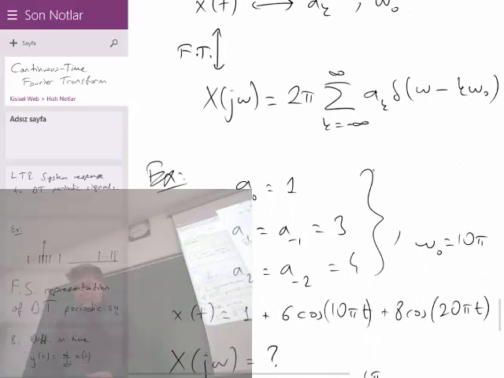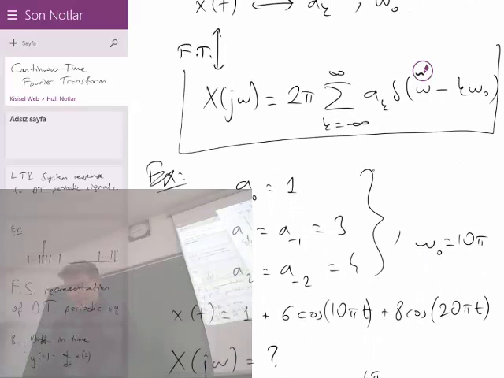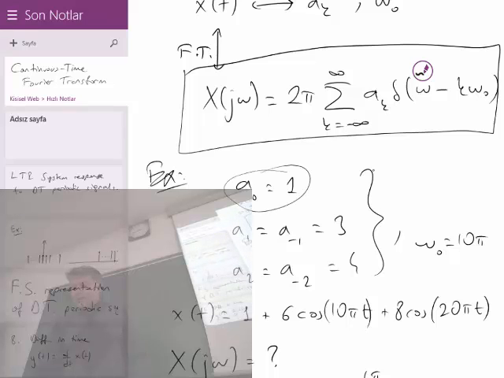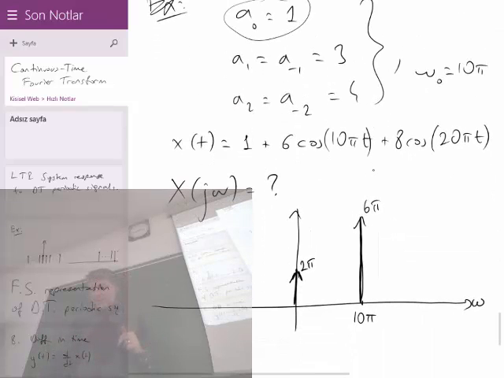Okay, here it is. This is the formula. It is 2 pi times ak. That is the magnitude, and a0 is equal to 1. So 2 pi times 1 is 2 pi. That is the magnitude. Where is it? At delta omega, because k equal to 0 makes delta omega minus 0, which is delta omega, the 0 frequency. It's in the center. It is this impulse, and the magnitude is 2 pi times 1.